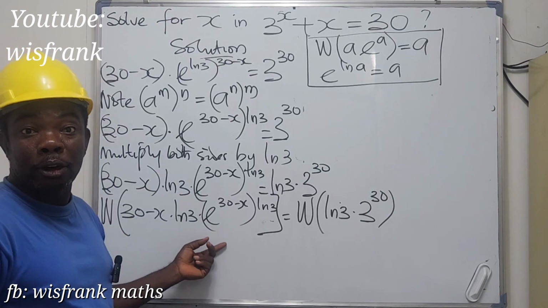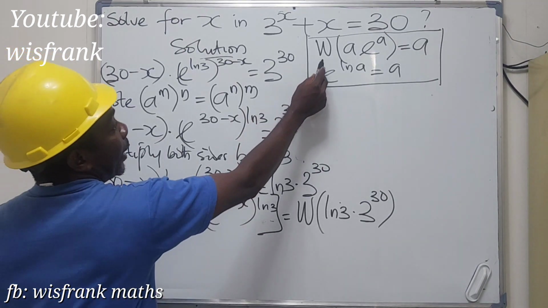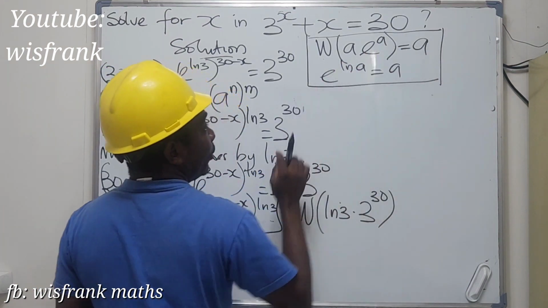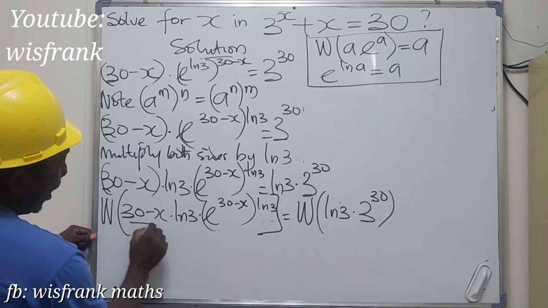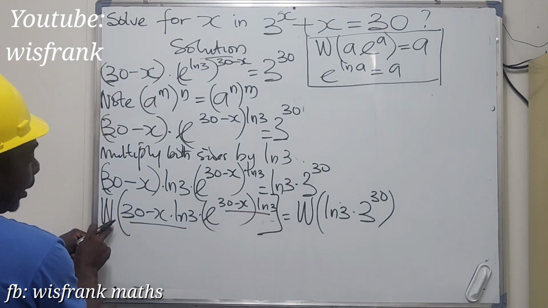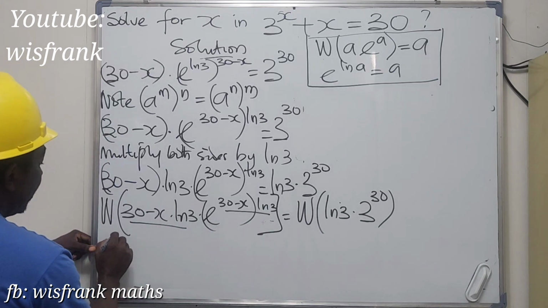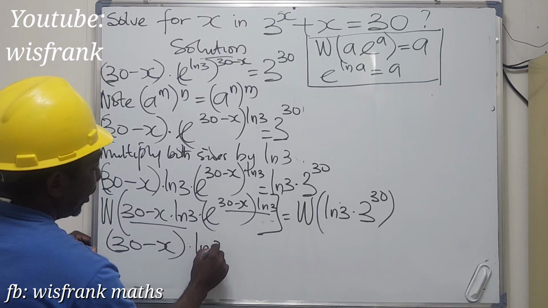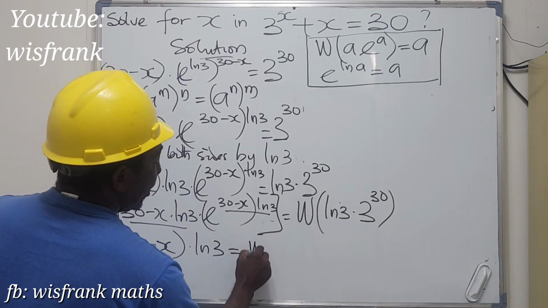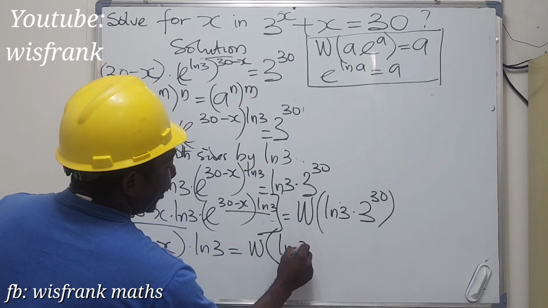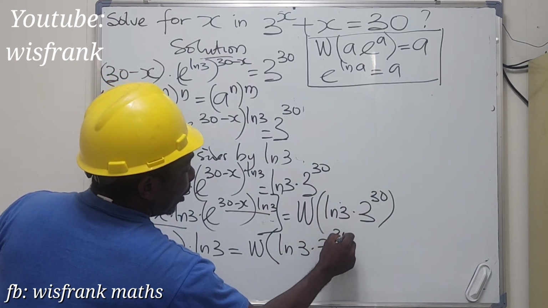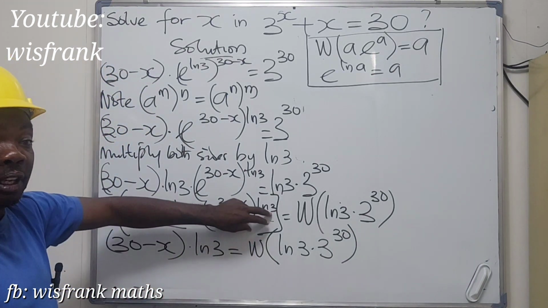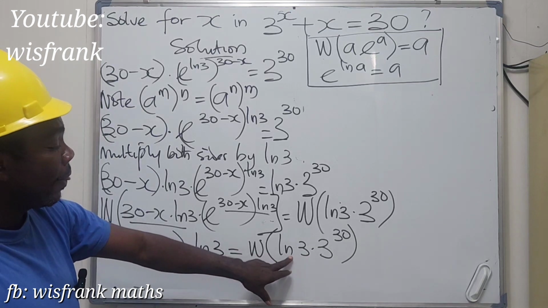So by applying the Lambert W function on both sides, as we said, the Lambert W function of this product times e to the power of this value gives us this value. So the Lambert W function of this expression is equal to 30 minus x times ln of 3, equals, this other side still remains the Lambert W function of ln of 3 times 3 to the power of 30. So we have evaluated this. The Lambert W function of this gives us this, so it remains this other side.